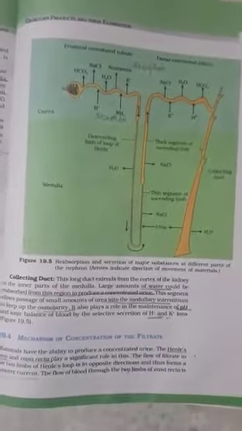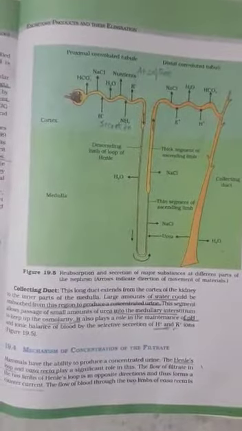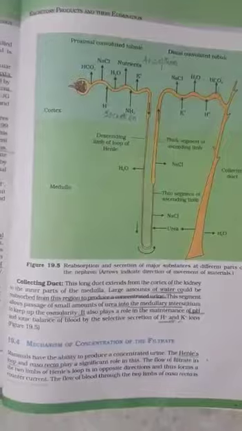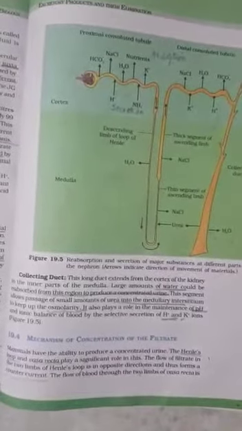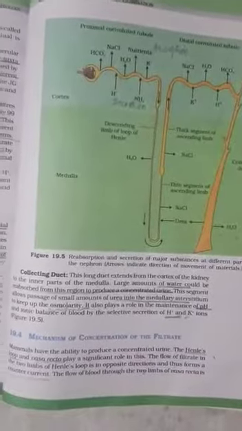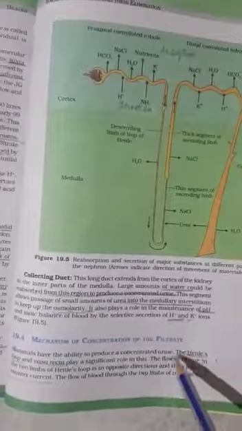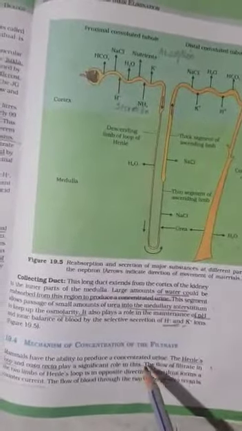Hello students. In this lecture video, I'll be discussing the mechanism of concentration of the filtrate. How this concentration of filtrate is happening, I had told you in the previous video. Now, let us refer to that mechanism. What mechanism is it? In the loop of Henle and vasa recta, these two are the tubules where maximum concentration of filtrate is happening.